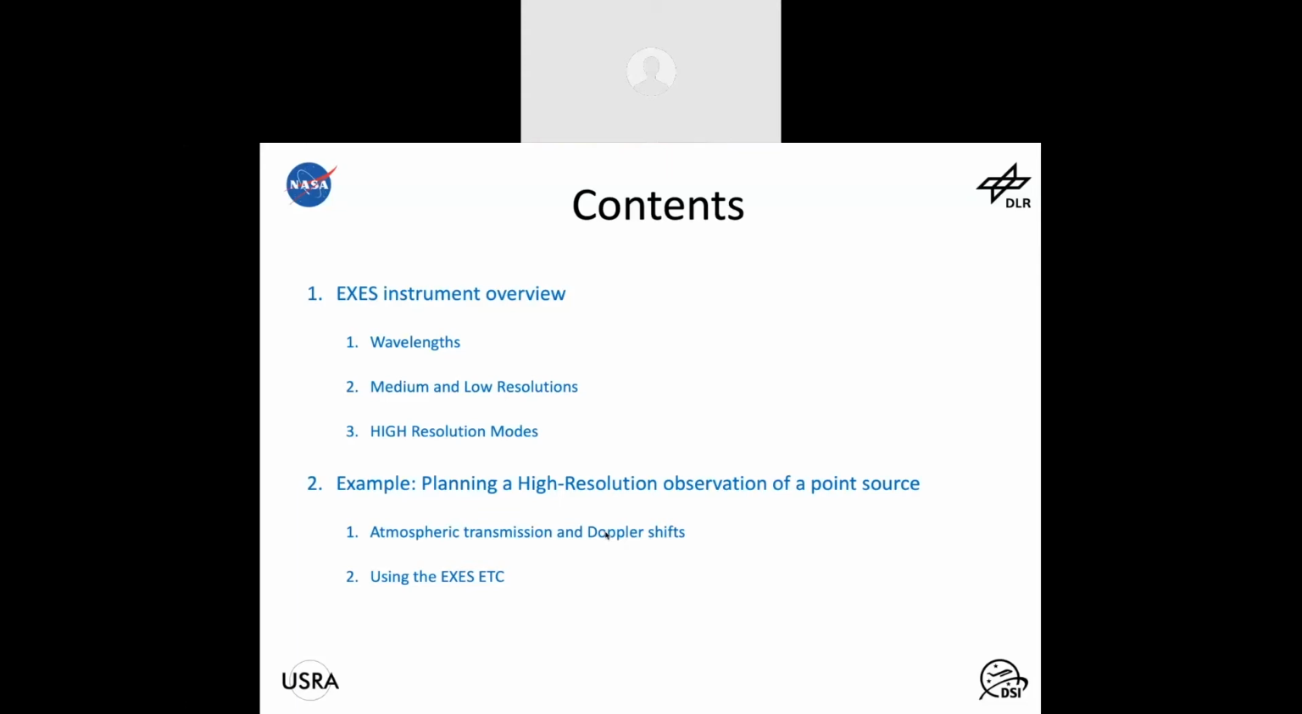Then I'll go into an example of a common observation for us, which is a high-resolution observation of a point source. So that will be where we evaluate the atmospheric transmission around that wavelength of interest and the Doppler shifts that have to be considered in order to achieve something on a difficult region of the atmosphere. We'll feed that data into the EXES exposure time calculator for a clock time, and then I'll instruct on how to put that into the USPOT proposal tool AORs.